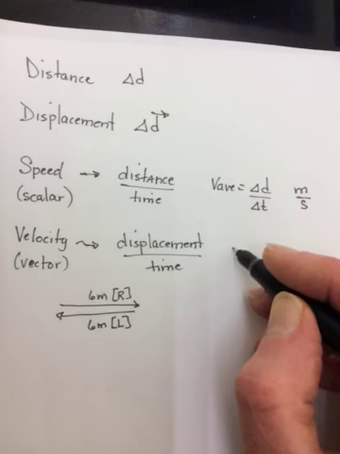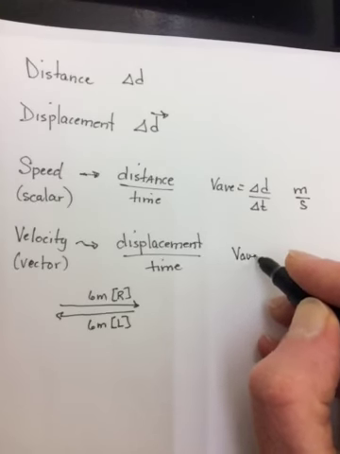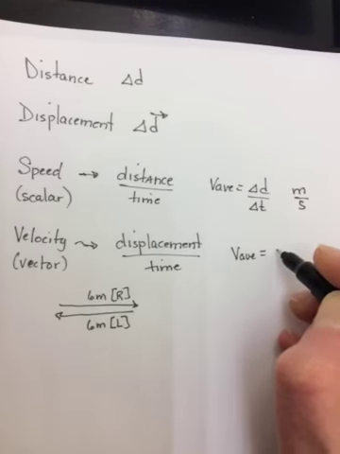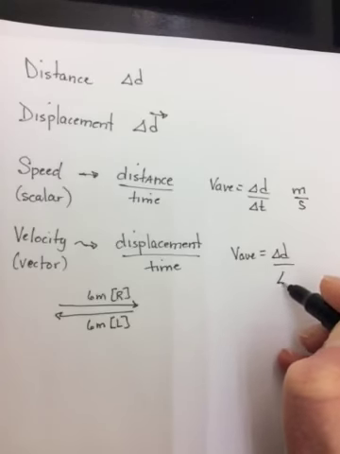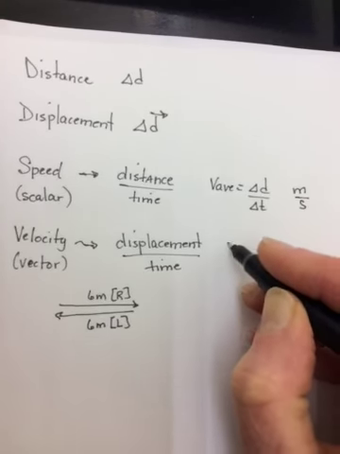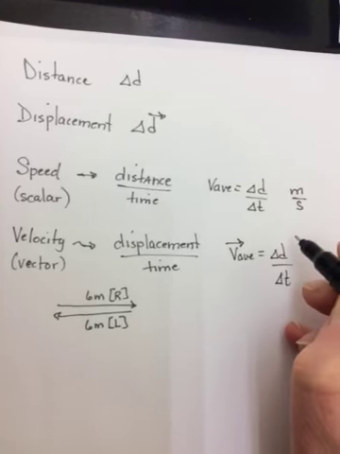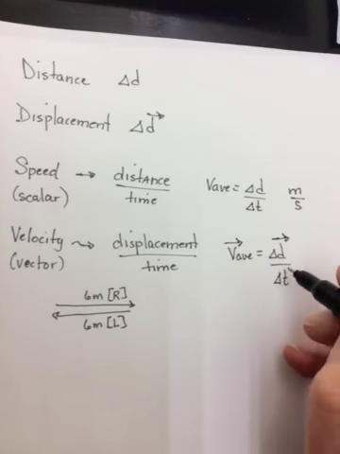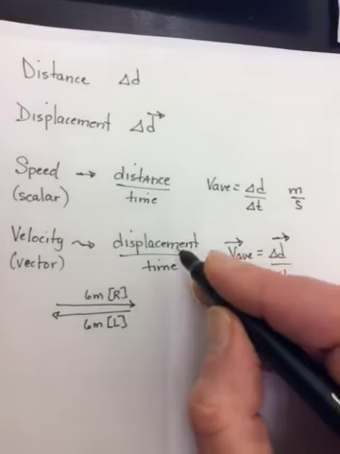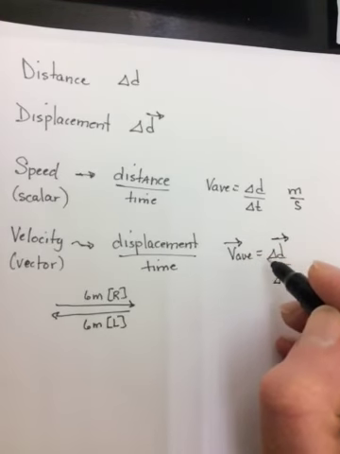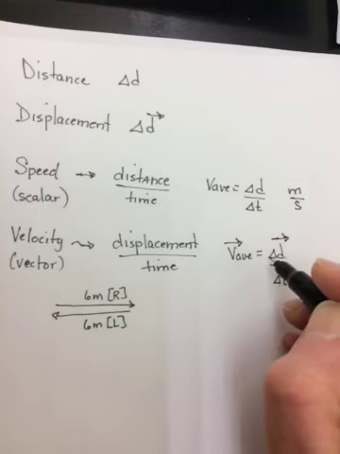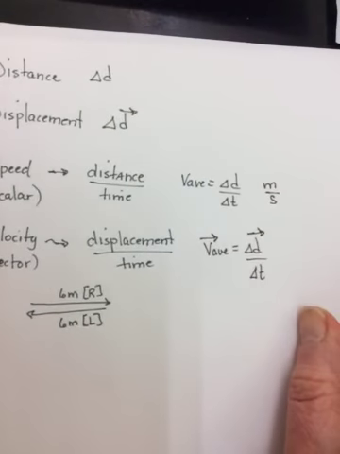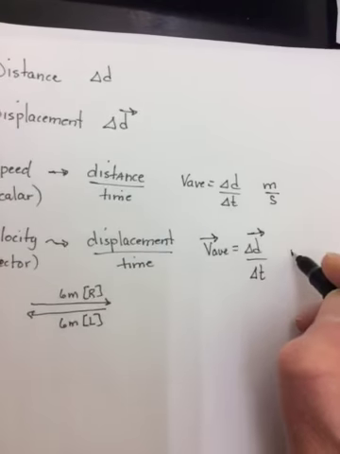Okay, the equation for velocity, average velocity, is v_av equals delta d over delta t, except it's a vector, so the v_av has an arrowhead and the delta d has an arrowhead to remind us that this is displacement, this needs a direction, and the direction of the velocity will always be the same as the direction of the displacement.